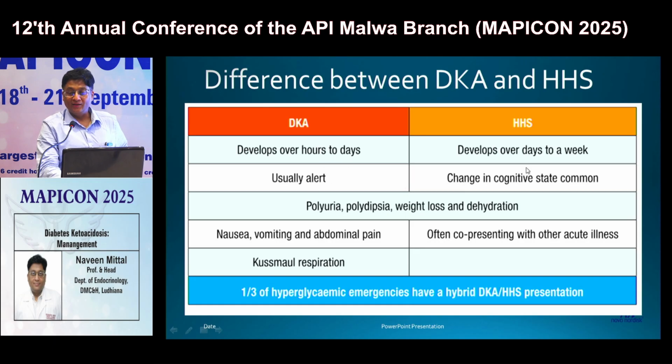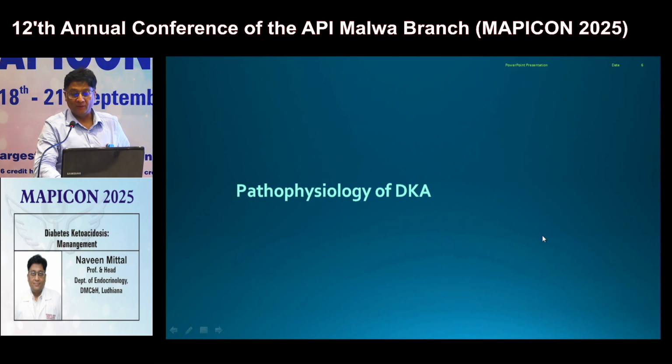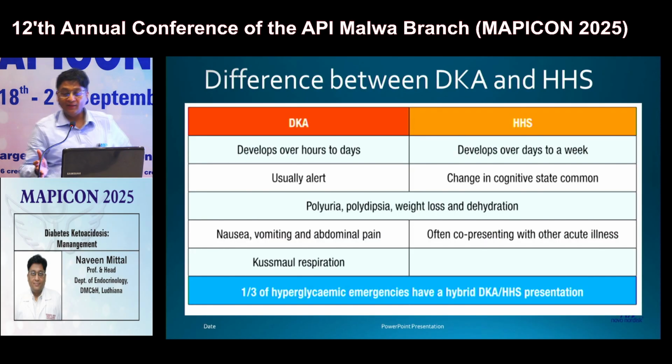Ketoacidosis patient is usually alert, hyperosmolar coma patient is rather very drowsy or unconscious. Ketoacidosis develops in hours or days, hyperosmolar coma develops in days to weeks. Often patient is having other comorbid conditions along with this, like cerebrovascular accident, myocardial infarction, pneumonia. But in diabetes ketoacidosis, patient might not be having underlying disease. Just stoppage of insulin might have led to the diabetes ketoacidosis. And 1/3 of the patients are having both the conditions together.